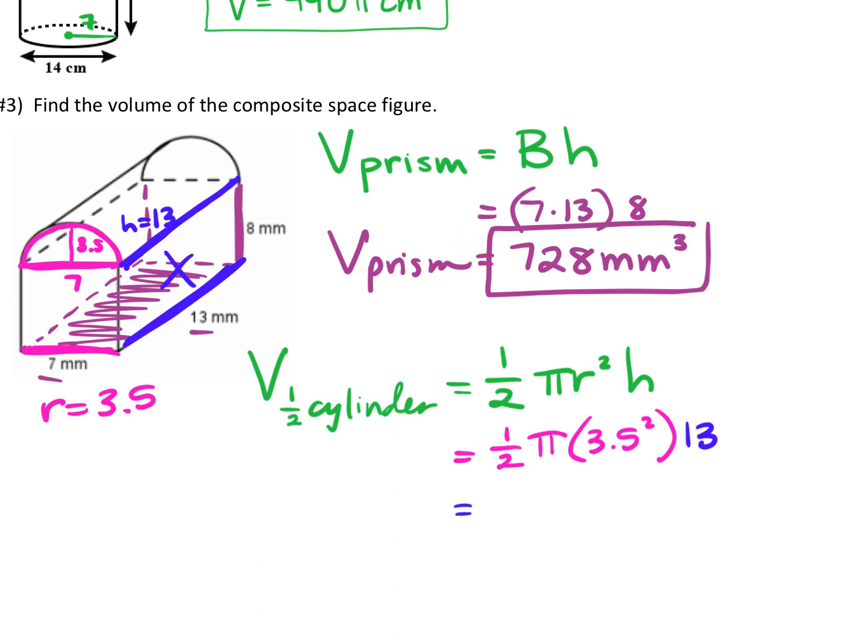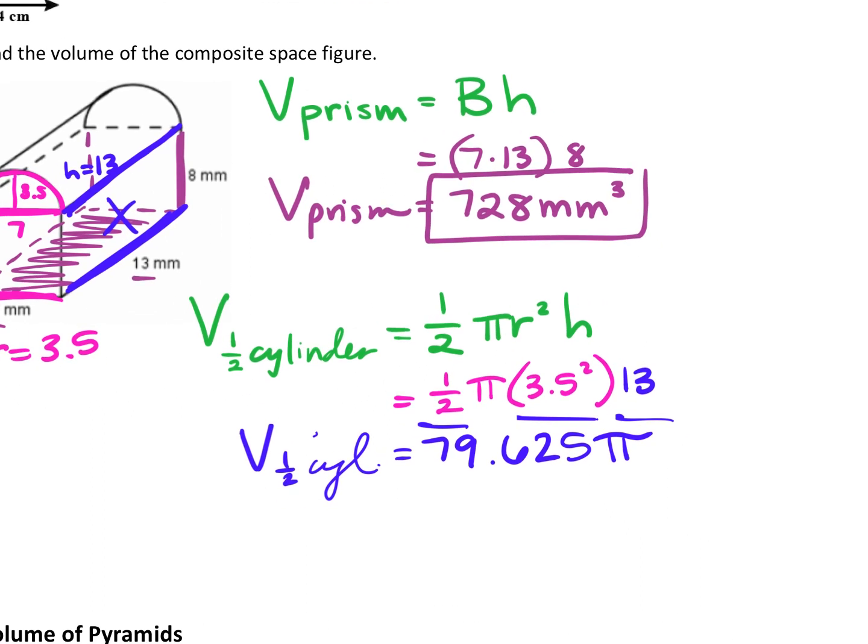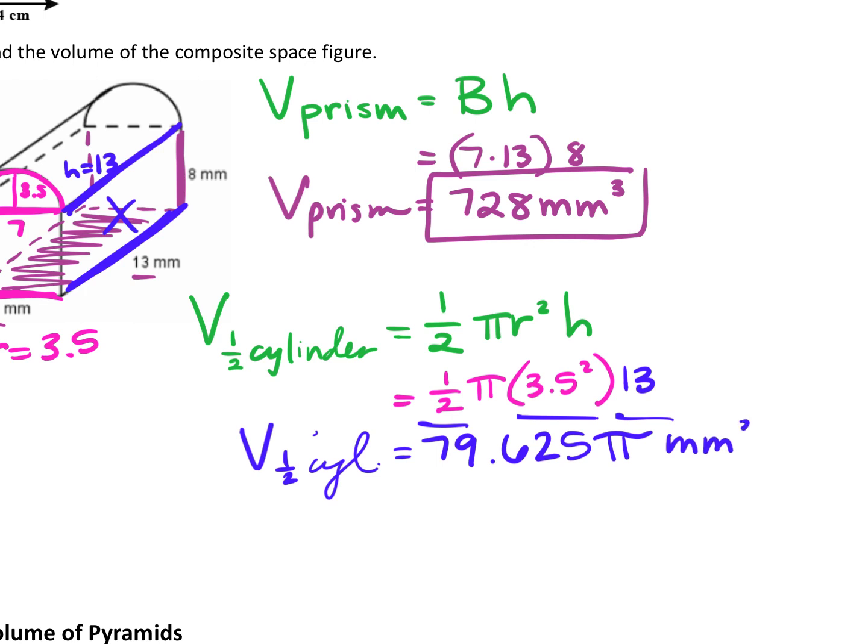Okay, now here's the other tricky part. Mental math on this is not a great idea because 3.5 squared, if you can do that in your head, good for you. I can't. Plug this into your calculator. Plug in 1/2 times 3.5 squared times 13, and you get this number, 79.625, and then you can attach your pi. So the volume of half a cylinder here is that many. What's that word you just wrote in cursive? Cylinder. I just abbreviated it.